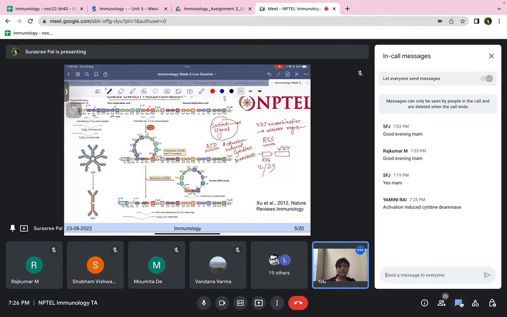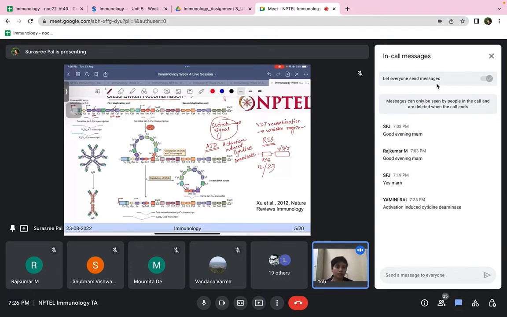Very good. This is actually the enzyme which is responsible for this class switch recombination: activation induced cytidine deaminase. And what is this enzyme? This enzyme is actually responsible for removal of the cytidine. Okay.